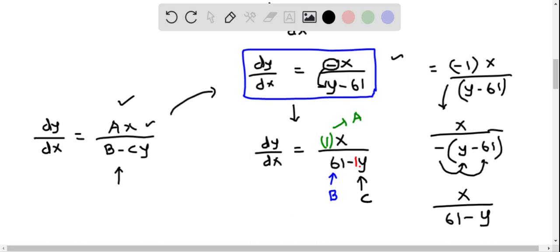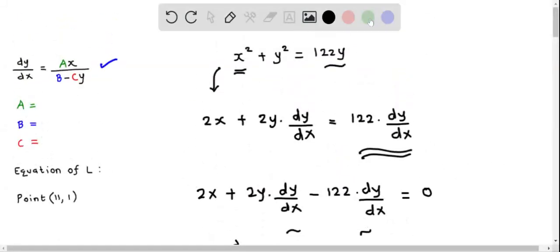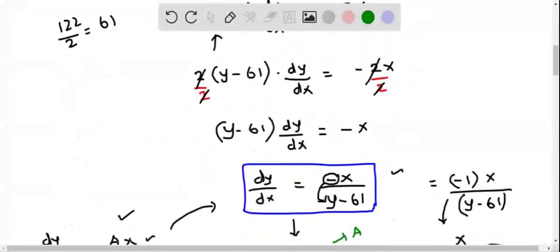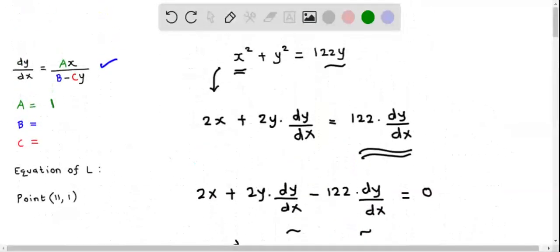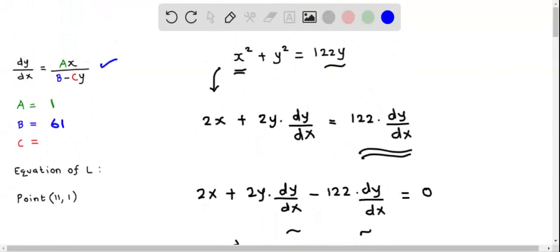So we have determined the value of a as 1. We can put a equal to 1 here, and we have determined b equals 61. So I put 61 for b, and we determine c equals 1. So it is a positive 1. So these are the values of a, b, and c.